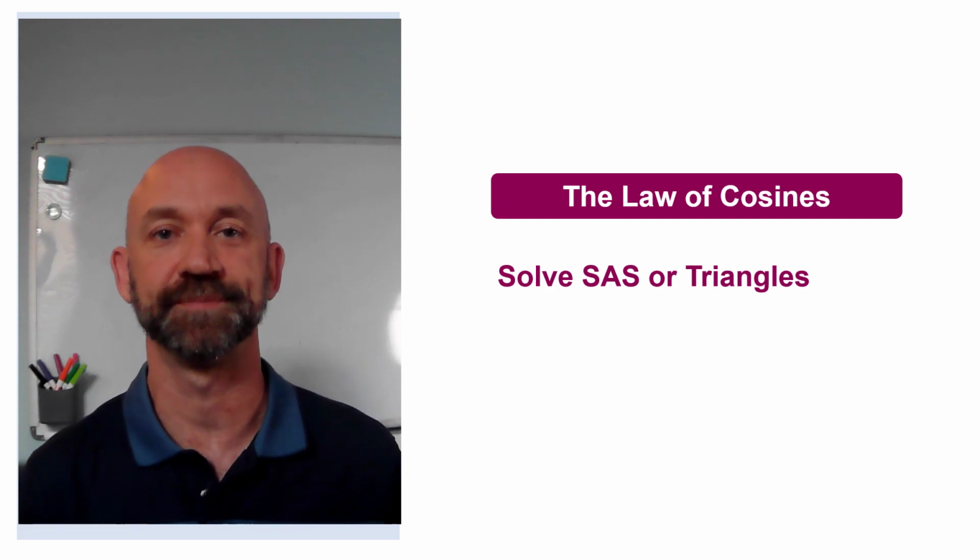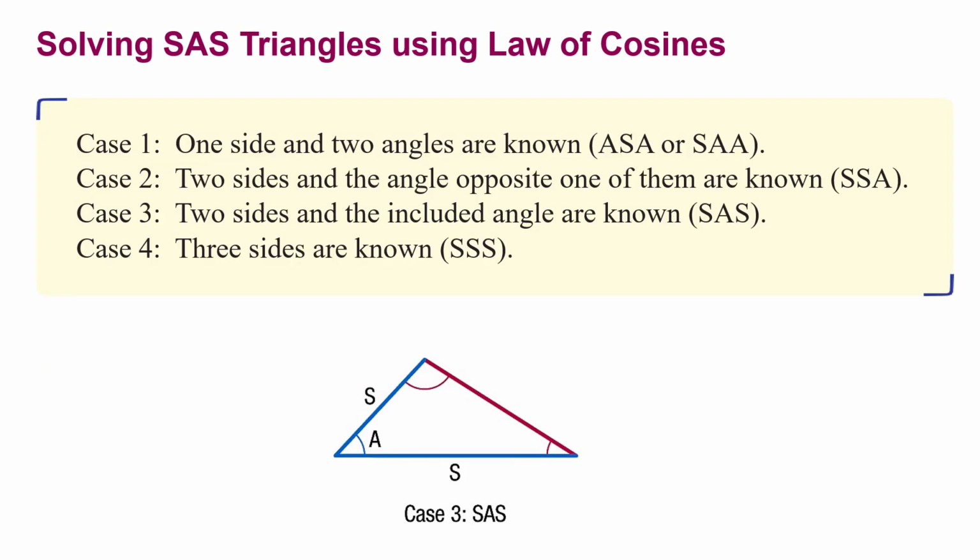Let's get started. Now up to this point we have discussed solving triangles that involve case 1 and case 2, which represent angle side angle, and side angle triangles. In this video, we will learn how to use the law of cosines to solve case 3, where the measure of two sides and the included angle are given, also known as side angle side, which we denote SAS.